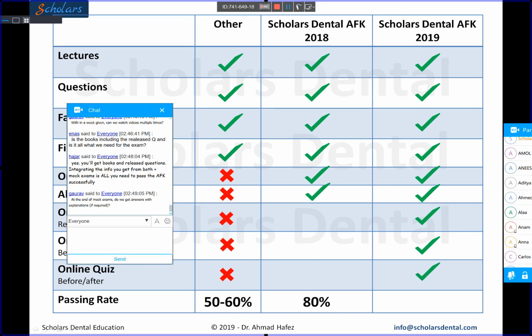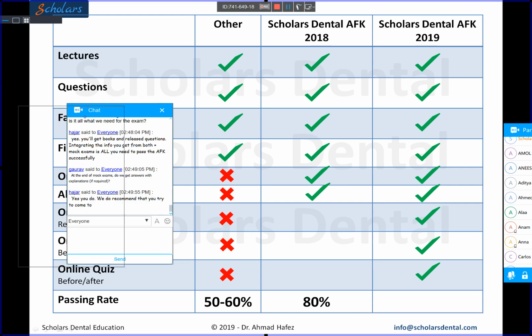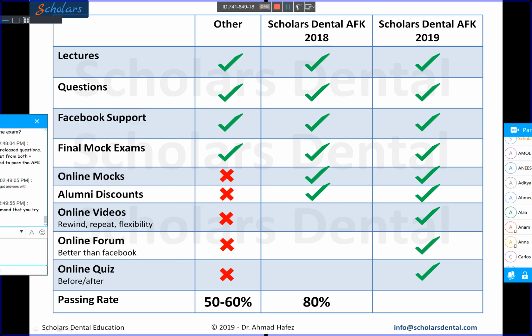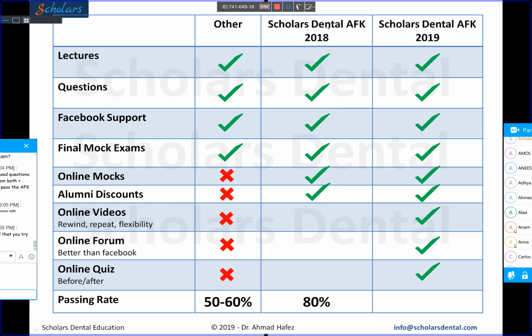A question: at the end of the mocks, do we get answers with explanations? Yes, on the online mocks, we have added explanations, guys. So I don't think anyone else has that as well. So let me show you here a comparison just to see what we improved from last year, okay?